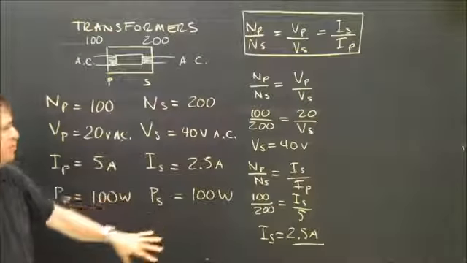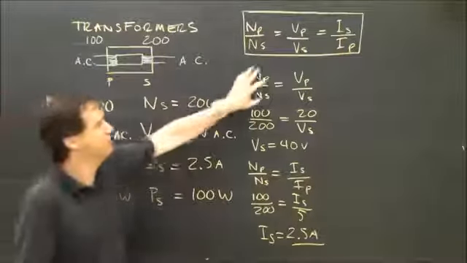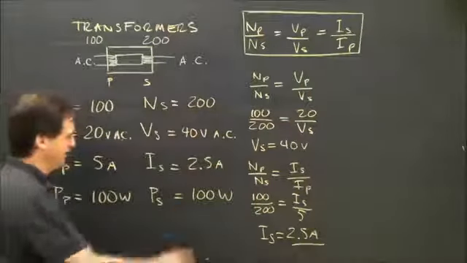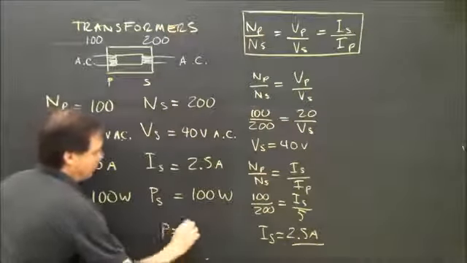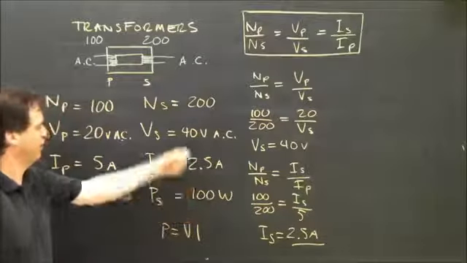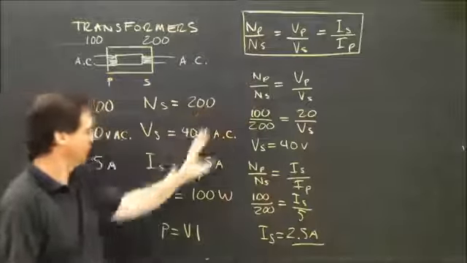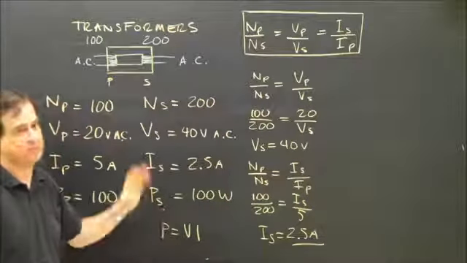Sometimes you get an arrangement of the question where you don't have enough information to use this formula yet. And you need something in here before you can use it. That's where this, P equals VI, comes in. So if I knew the power and I knew the voltage, I could figure out the current without using this. So you've got to look at whether it's this formula or this formula. And that's basically transformers.